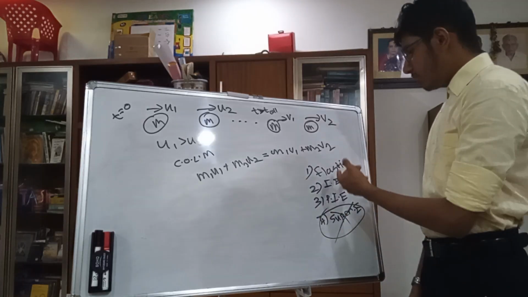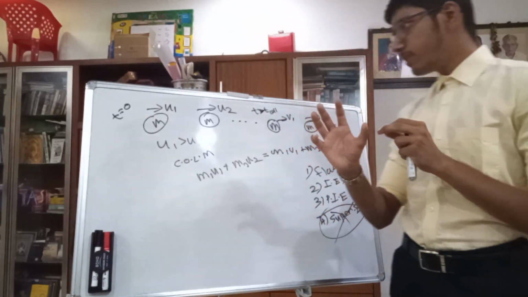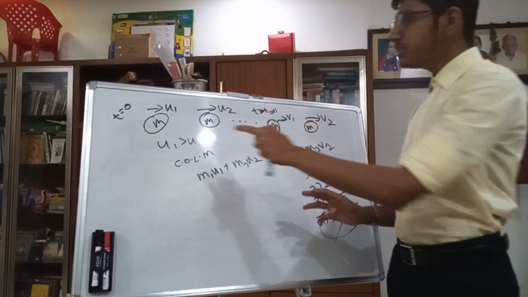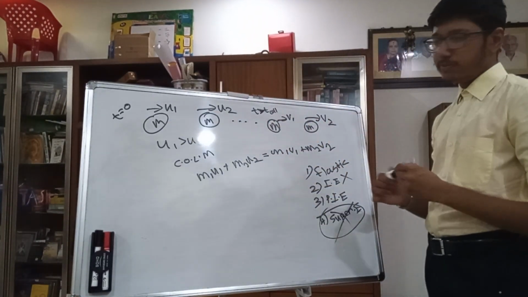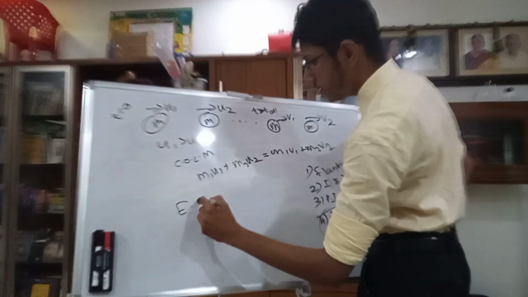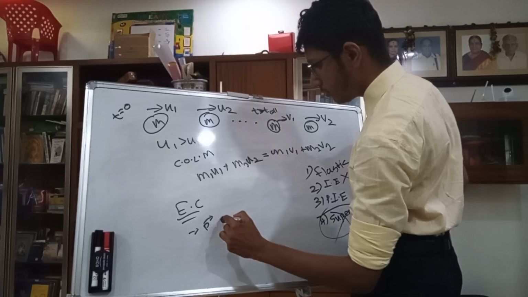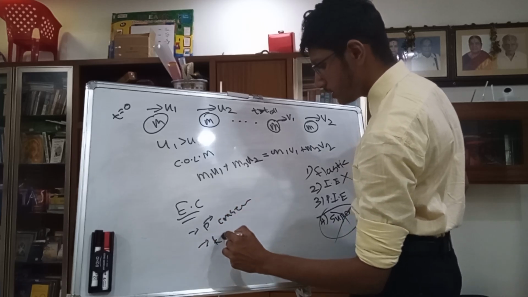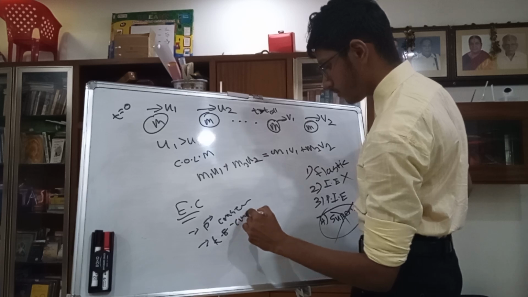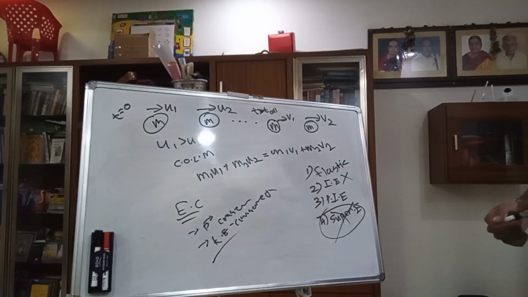In elastic collision there will be no deformation and the coefficient of restitution will be equal to 1, which means momentum is conserved and at the same time kinetic energy is also conserved. In elastic collision, momentum is conserved and kinetic energy is conserved. So these two are conserved in elastic collision. Wait a minute, I'll just erase the board.